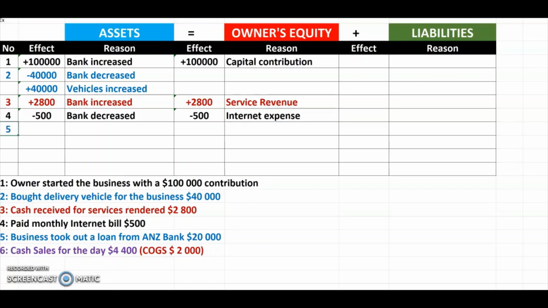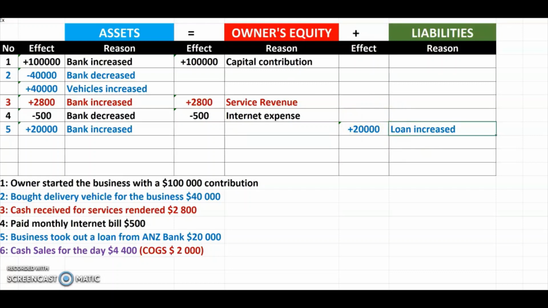Transaction 5, the business took out a loan from ANZ Bank. So they got the money, they put it in their bank account, so my assets increase. Bank or cash at bank increases. Borrowing money creates a liability. A liability is when the business owes someone or some business and has to pay them back. So I go to liabilities and I say our liabilities have increased by 20,000. And what's my reason? Loan increased, or you could say loan ANZ Bank increased. The equation is still equal, plus 20,000 equal to plus 20,000.